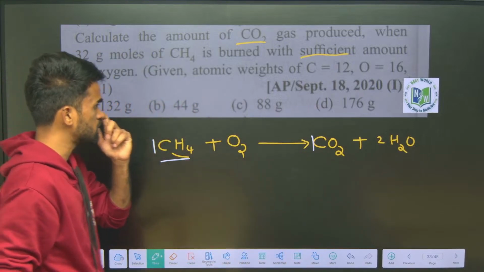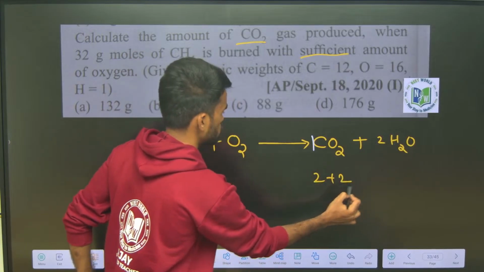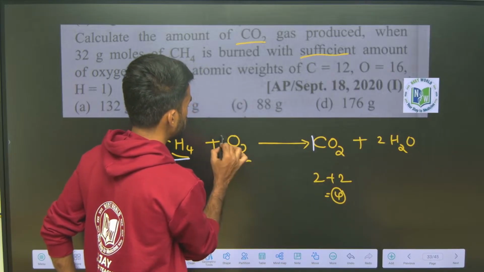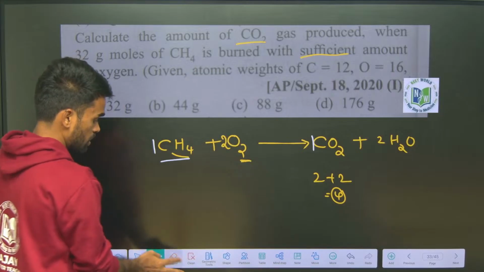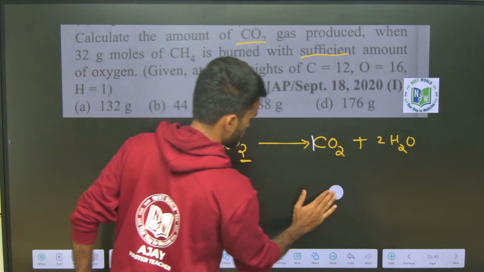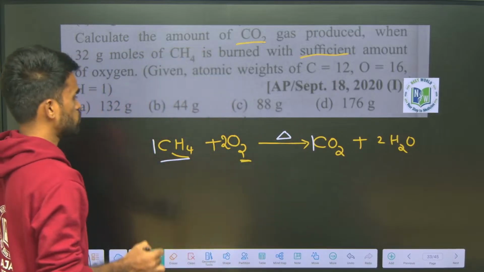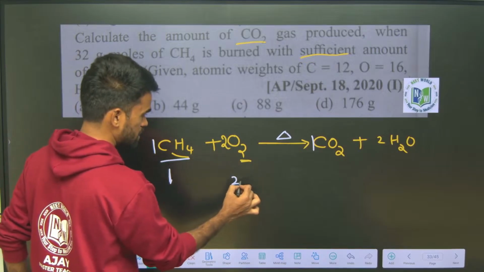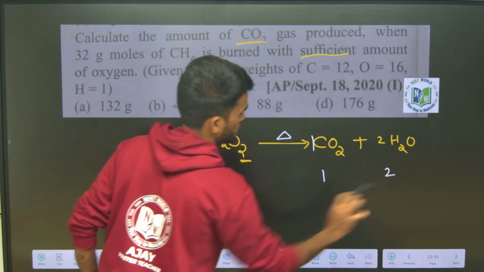Now look at the oxygens here. 2 oxygen atoms here and 2 oxygen atoms there. So 4 oxygen atoms are there. Here only 2 oxygen atoms, so multiply this with 2. So the equation is balanced. After balancing this equation, take the mole ratio: 1 mole of methane combining with 2 moles of oxygen forming 1 mole of CO2 and 2 moles of water.